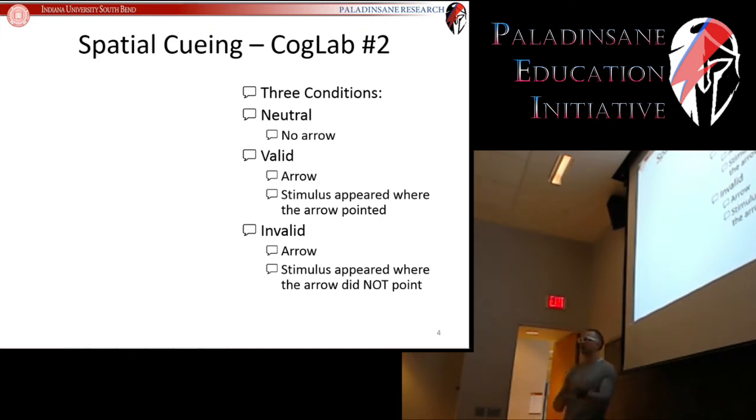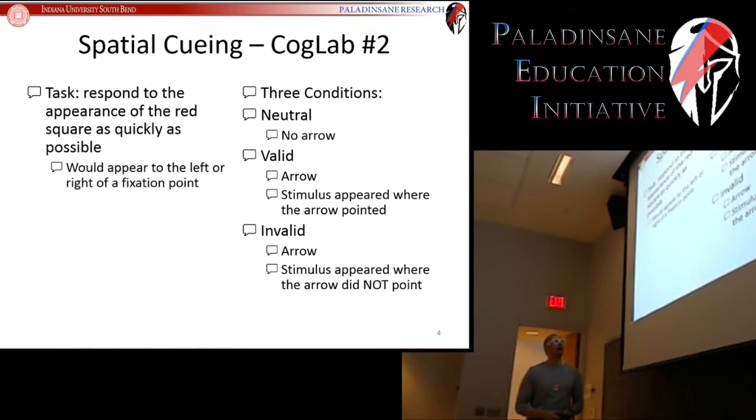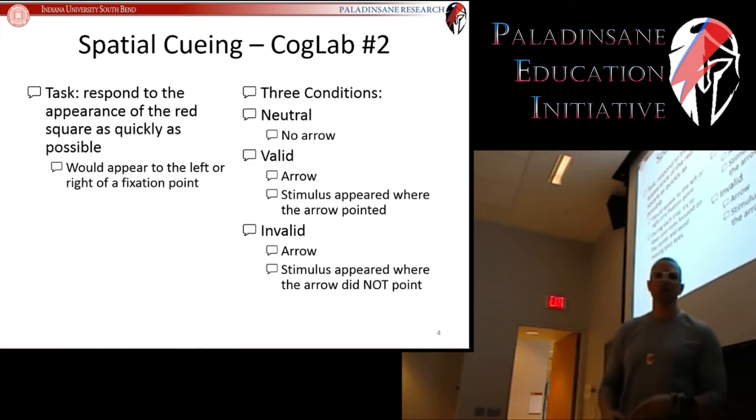The arrow would point to the right, and the stimulus would come over here to the left, and the arrow would point to the left, and the stimulus would pop up on the right. Your task was to respond as quickly as possible to that target, that red square. As soon as you saw it, you hit your key, and your reaction time was recorded. It would again appear either to the left or to the right of a fixation point.